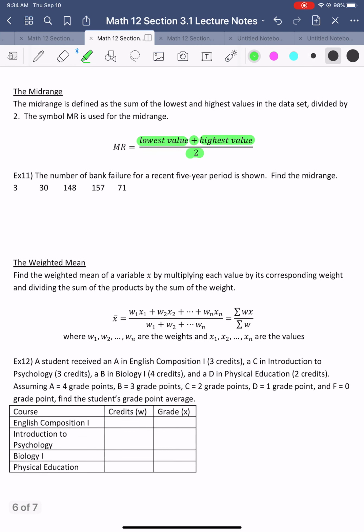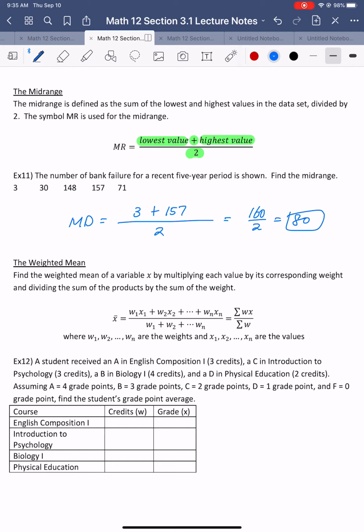Okay, the number of bank failures in the recent 5-year period is shown. Find the mid-range. In order to find the mid-range, we have to find the lowest value, which I see as 3, and the highest value, which I see as 157, and divide by 2, which is 160 over 2, which is 80. So this is the mid-range.